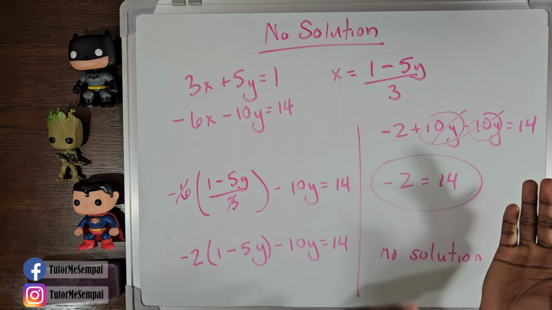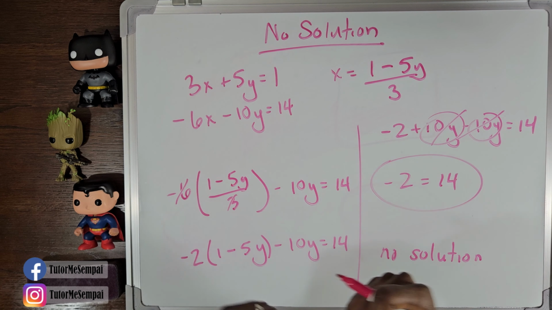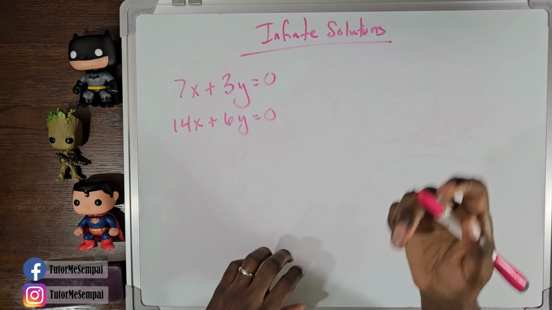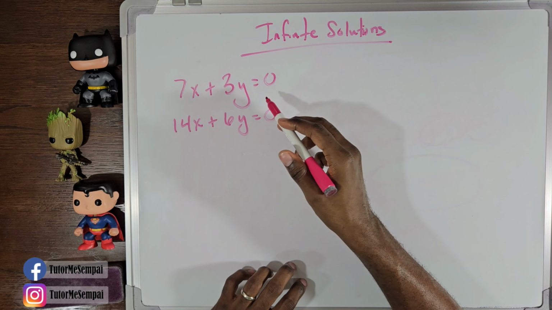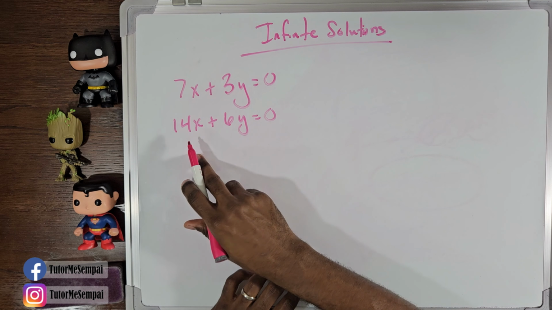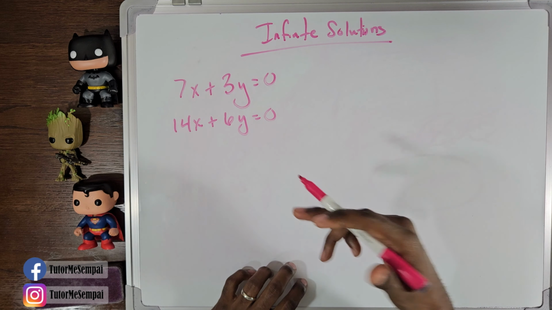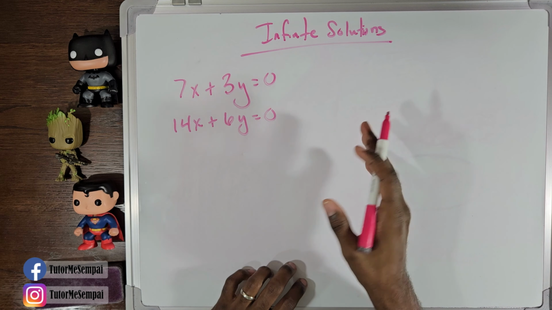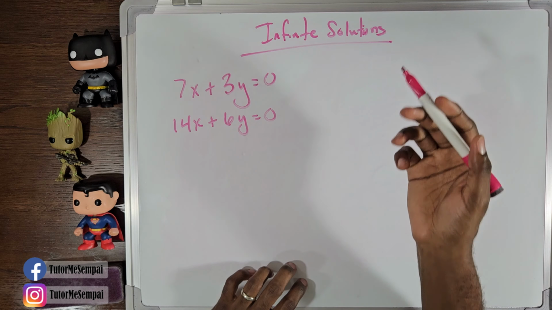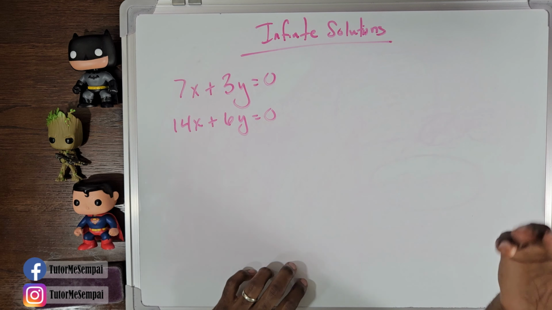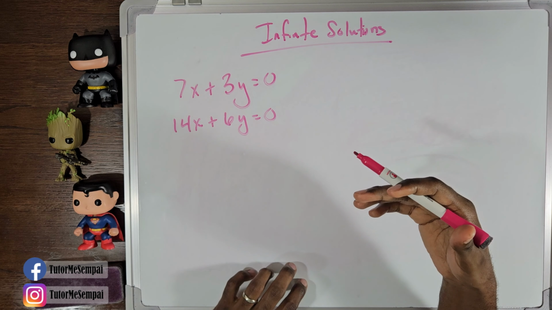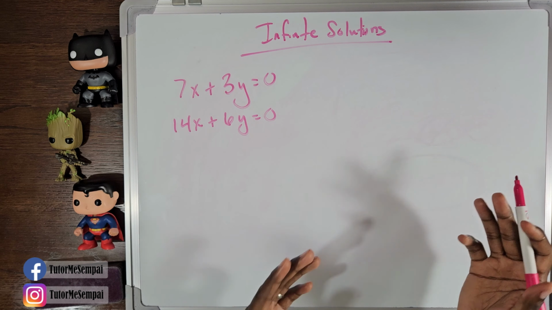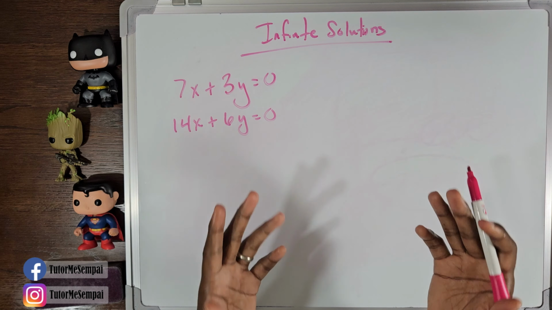Now that we've seen our no solution, let's jump into our infinite solutions. Now we have a new system of linear equations. Our first one is 7x plus 3y equals 0, and our second one is 14x plus 6y equals 0. And we want to see if we can solve this. We know we're not going to be able to because we have infinite solutions, but let's say we didn't know that. You're going to try to solve this either by elimination or by substitution. This time I'll do elimination. You can do whichever one you feel most comfortable with.